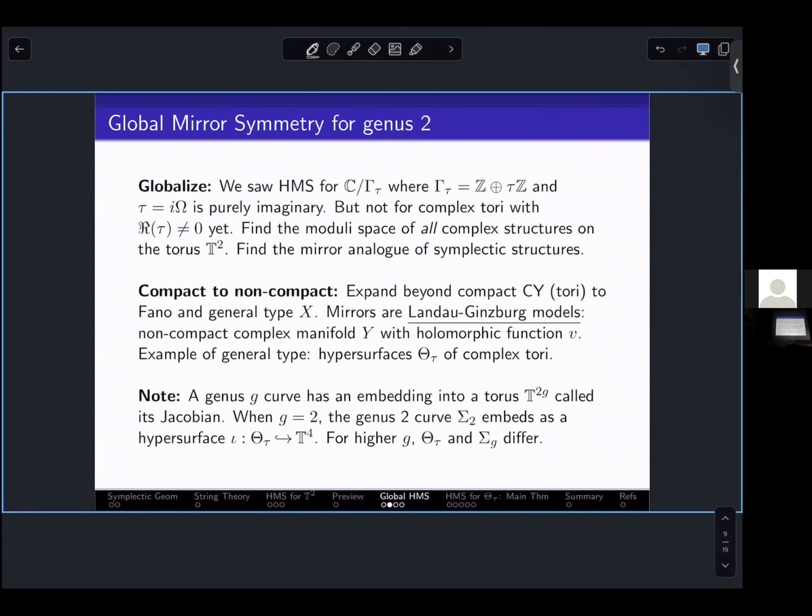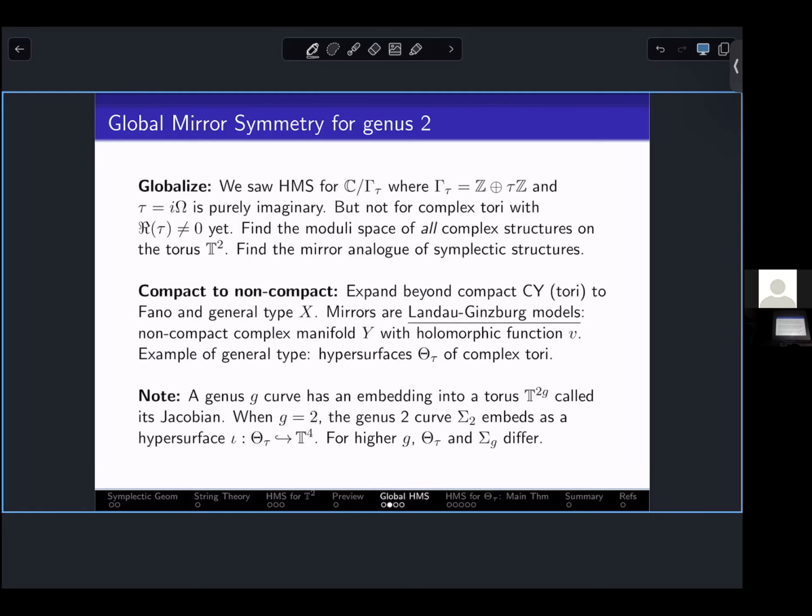The first thing that we have to do is globalize mirror symmetry for the torus, because what we saw was HMS for C mod a lattice, where the lattice was Z plus tau Z, and tau was pure imaginary. But we want to be able to talk about any tau, not just the one parameter family of tau. So in order to do that, we need to do a process called globalization, looking at global mirror symmetry, which means allowing this tau to be any complex parameter. So we need to look at what are the complex structures on the two torus, and how do we mirror that on the other side.